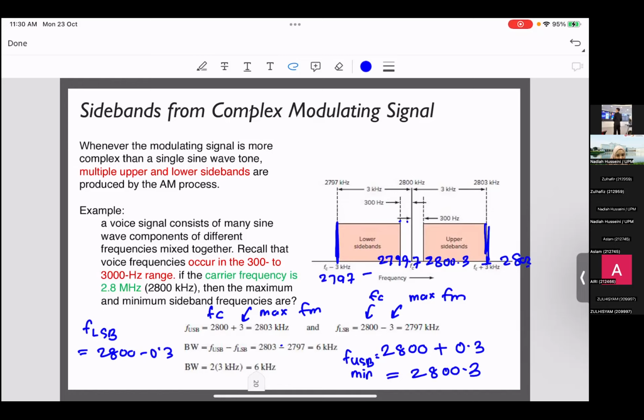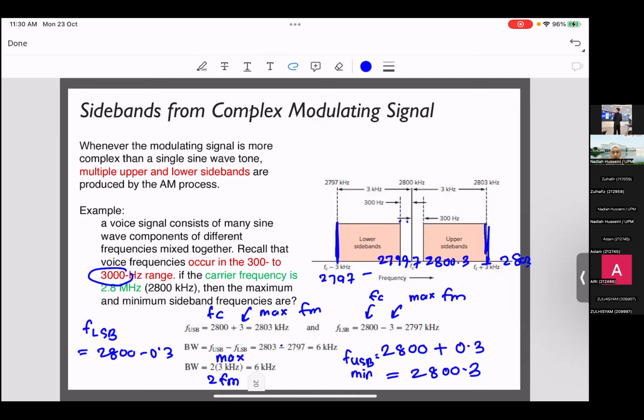Okay, so the next question. There's no bandwidth question here. If we were to calculate the bandwidth, we would use the maximum, not the minimum. This is something to take note of. When you have a range and want to find the bandwidth, please use the maximum frequency of your modulating signal. In this case, your maximum frequency is 3,000 hertz or 3 kilohertz, and bandwidth is 2 times FM. So 2 times 3 kilohertz is 6 kilohertz.